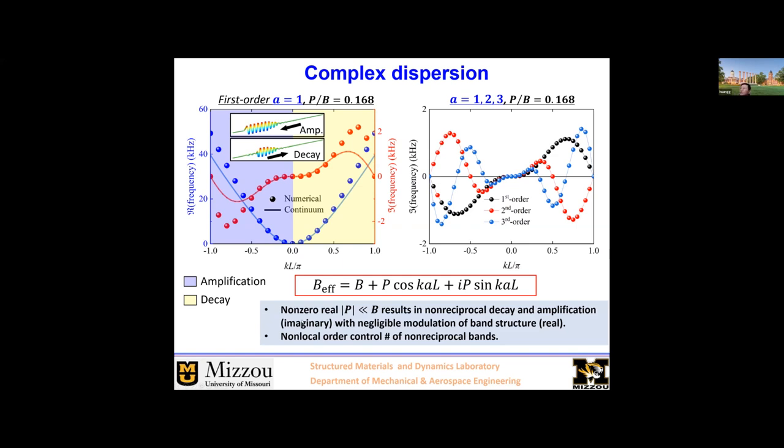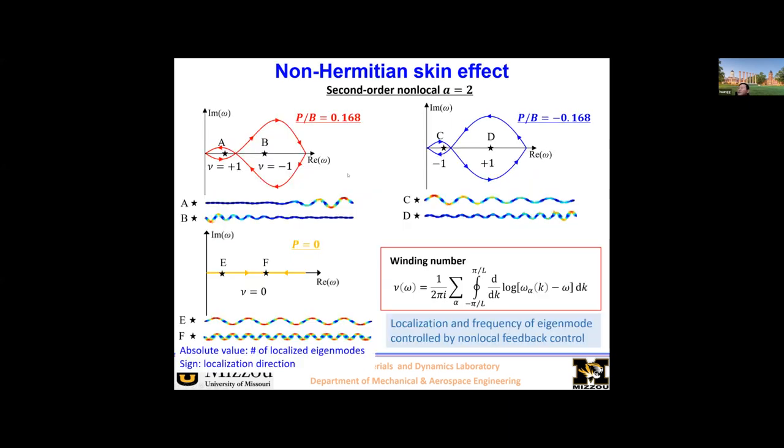The condition is that the imaginary part is small compared with the real stiffness. It will cause this kind of non-reciprocal decay and amplification. We can also interpret this by the non-Hermitian skin effect. Different from what we presented before, which was local, with the non-local you can fold this skin effect. Using one parameter, you can host wave localization at different frequencies, either on the right-hand side or the left-hand side, simultaneously. Or if P equals zero, then there is no localization behavior. This can be characterized by the winding numbers.